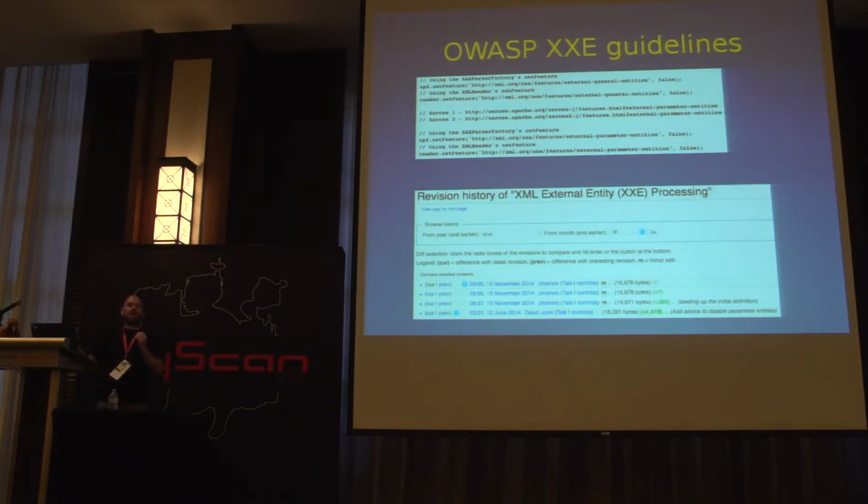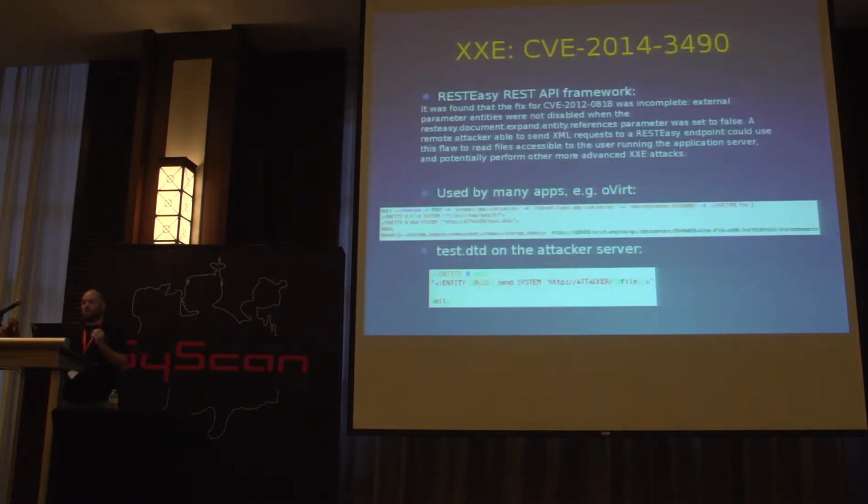The OWASP guidelines were telling people just to disable general parameter entities, and so pretty much all Java applications were at that point in time vulnerable to parameter entity XXE attacks, which it's been shown can get you complete exfiltration of arbitrary data on the server. People are now starting to fix it, but it's still extremely common.